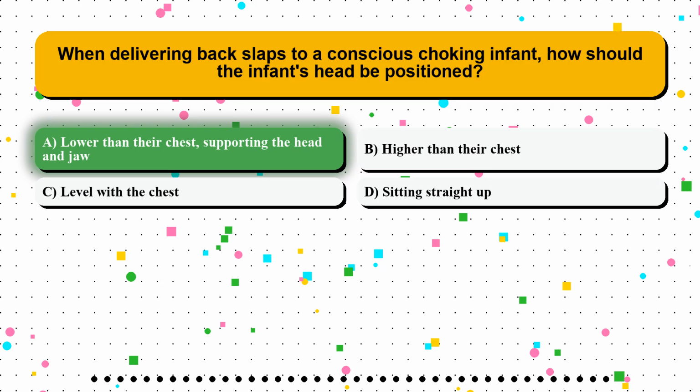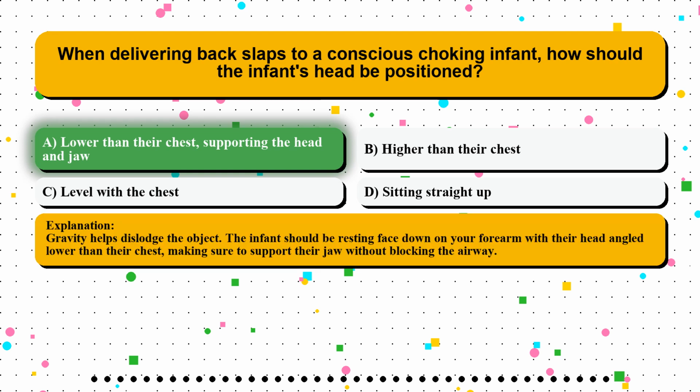The correct answer is option A, lower than their chest, supporting the head and jaw. Gravity helps dislodge the object. The infant should be resting face down on your forearm with their head angled lower than their chest, making sure to support their jaw without blocking the airway.